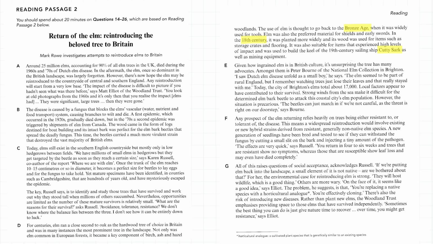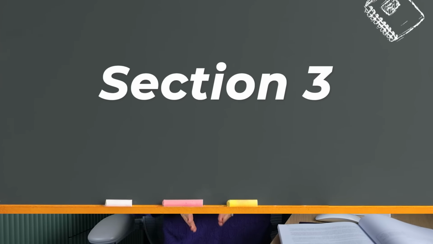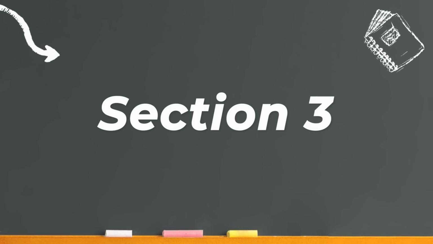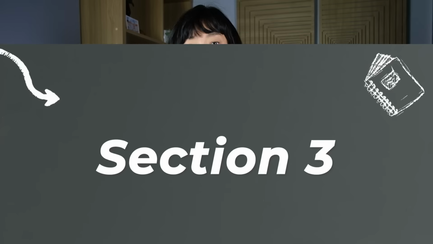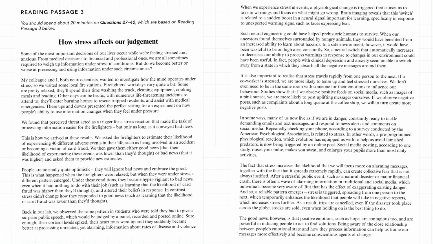And if you highlight keywords when you read the passage, you'll be able to answer questions like this in no time. Let's move on to the most challenging section, number 3, and the 3 types of tasks you really need to understand to get a band 7, 8, or 9. So let's have a look at what we have. The title is How Stress Affects Our Judgment.